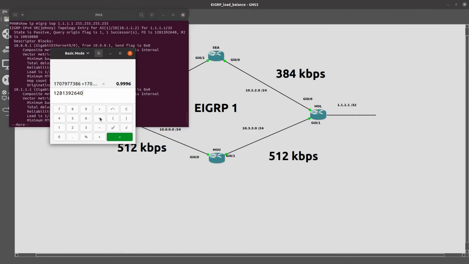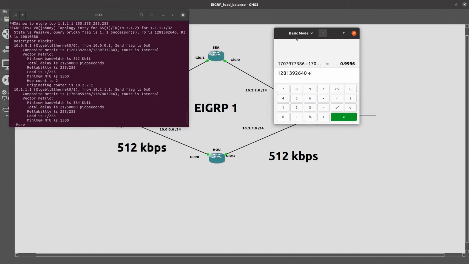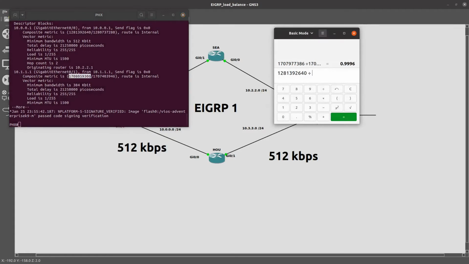Into the calculator, divided by feasible distance here. Gotta copy that, guys, of course. So this is why it doesn't work unless you have a feasible successor, because it has to meet that feasibility condition, because the variance command cannot be less than 1.